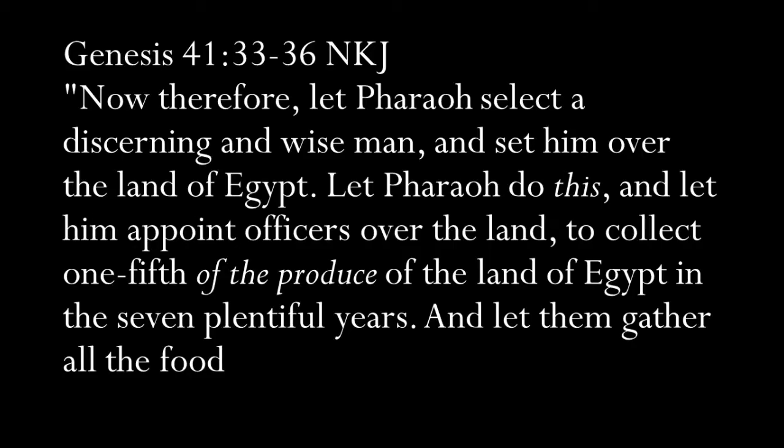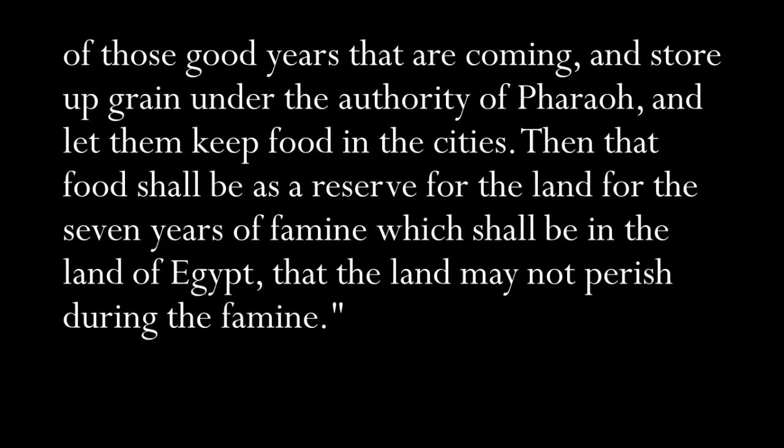Let Pharaoh do this. And let him appoint officers over the land to collect 1/5 of the produce of the land of Egypt in the 7 plentiful years. And let them gather all the food of those good years that are coming and store up grain under the authority of Pharaoh. And let them keep food in their cities. Then that food shall be as a reserve for the land for the 7 years of famine which shall be in the land of Egypt, that the land may not perish during the famine.